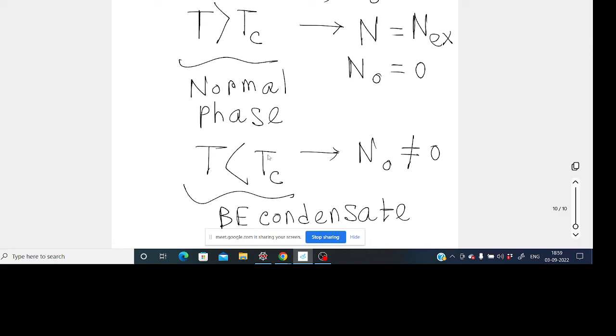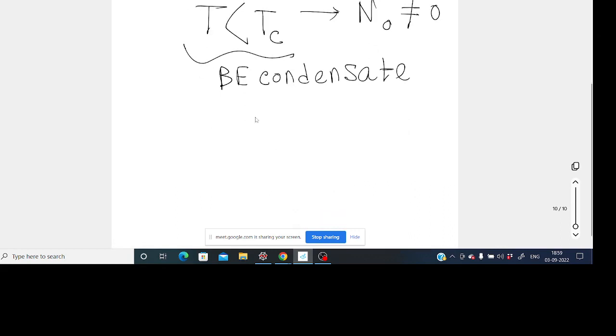I think it's clear now. Yes, sir. Okay. Or any other question on Bose-Einstein distribution, Fermi-Dirac distribution, or anything?